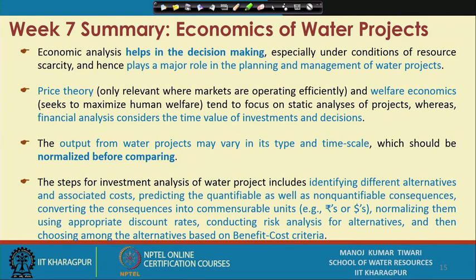A project may give output in terms of social benefits or may give output in terms of monetary benefits. Now, it becomes very difficult to compare the monetary benefits with the social benefits. So, in such cases the normalization is needed where all sort of quantifiable as well as non quantifiable consequences whatsoever are converted into the commensurable units. So, for example, somehow we have to have an assessment of the social benefit also in terms of, let us say, rupees or dollars, that kind of units, based on which we can actually compare the things.